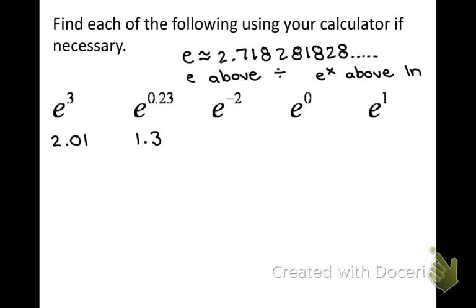e to the negative 2, you should get just about 0.1. Now, e to the 0, to be honest, we really don't need to put into our calculator because we know anything to the 0 is 1. And e to the 1 is approximately 2.7. If you're having any issues with that calculation in your calculator, please reach out to me. Let me know. I am here to help.